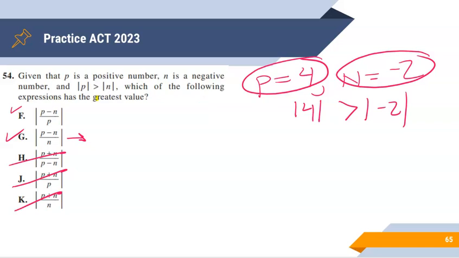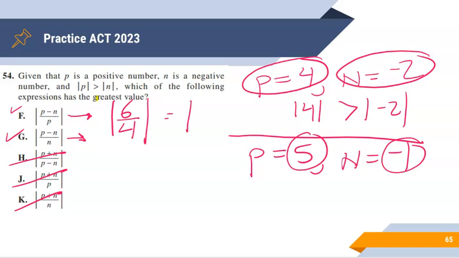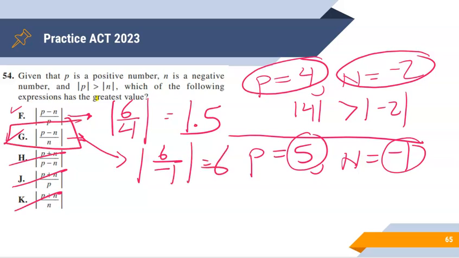So I think we should try some other numbers for p. How about we let p equal 5 and n equal negative 1. Oh, this one would be the absolute value of p. So when I subtract these, I get 6 over 4, which is 1.5. And if I do the next one, I would get 6 over negative 1, which equals 6. Choice G is what works out. So plugging in values tends to work out pretty well on these.